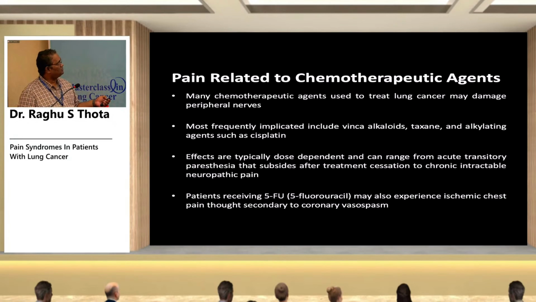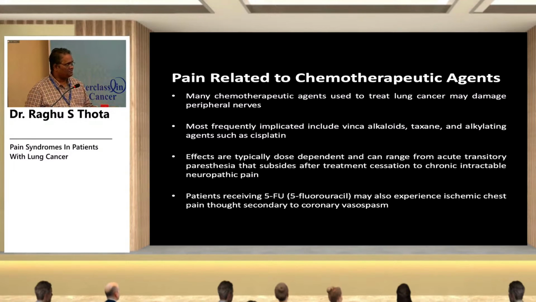Pain related to chemotherapy. We know that chemotherapeutic agents damage your peripheral nerves, and the most frequently implicated agents are the vinca alkaloids, taxanes, and alkylating agents such as cisplatin. It is dose dependent. It ranges from acute transient paresthesia that can subside after treatment cessation to chronic intractable neuropathic pain. And you have to remember that there is one drug, 5-FU, 5-fluorouracil.